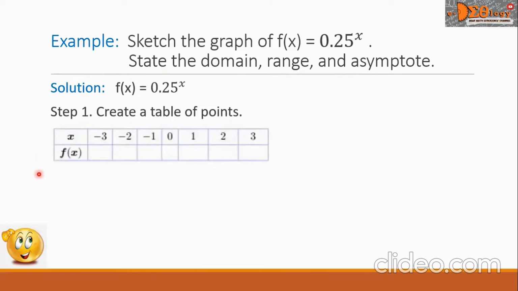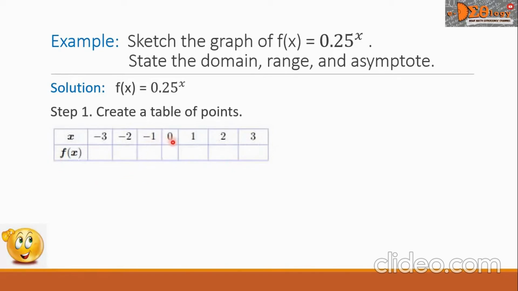Here is our table. For the x values, we put 0 here and 1, 2, and 3 on the right of 0, while negative 1, negative 2, negative 3 on the left side of 0. So we have here 7 values for x. Use calculator now to find the respective value of f of x.